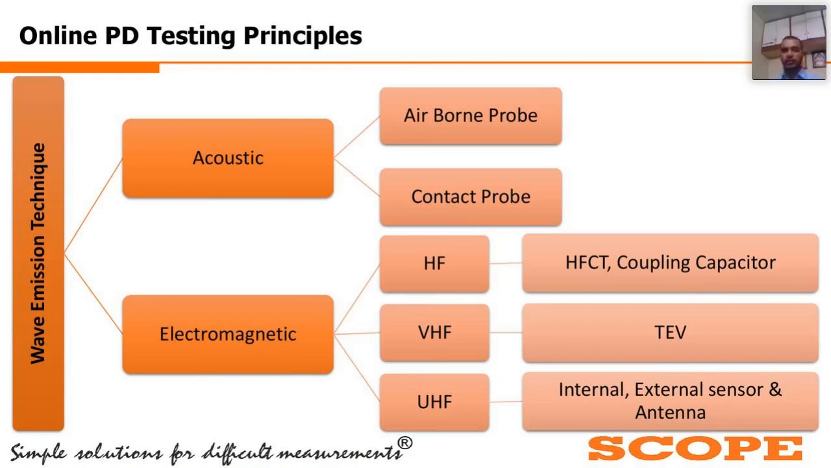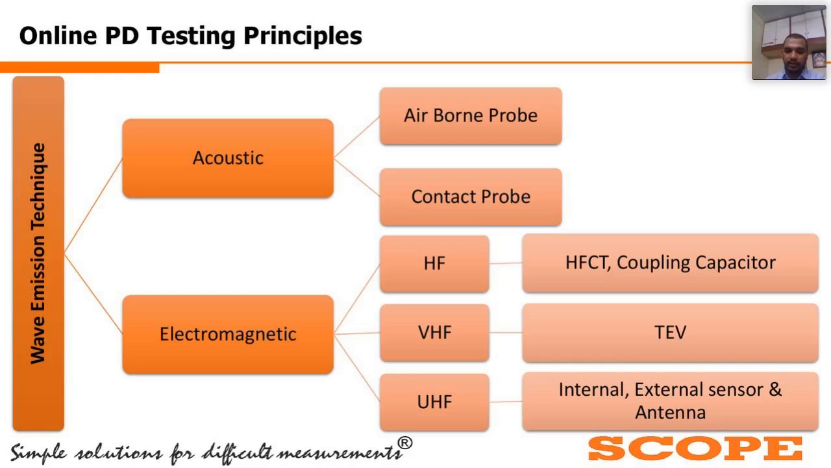Now this is the wave emission technique. These are the online PD test principles that we apply, or these are the principles that come into play whenever we try to do the online PD measurement. Now, as we saw, we have two methods. First one is the condition-based maintenance method, that is the portable one, and second one is 24/7. Now, these are the sensors and this is the technology that takes this into account. Now, let's see them in detail.